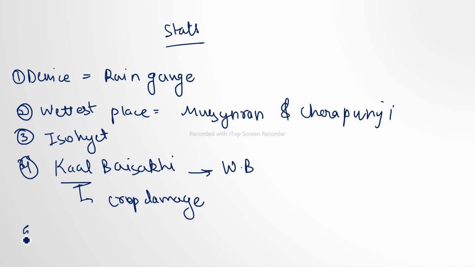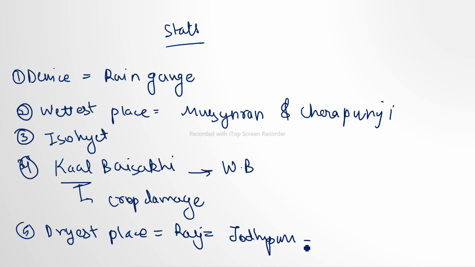Also, when we are talking about rain, we can also talk about the driest place. Okay, so what is the driest place? It is in Rajasthan, of course. Okay, in Rajasthan, Jodhpur, and in Jodhpur it is Falodi. Falodi is the name of the place. Okay, so these are certain important things.